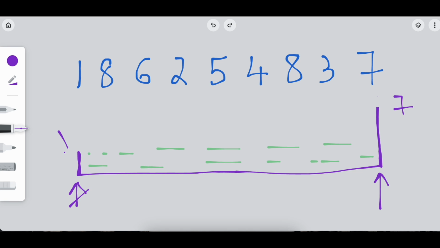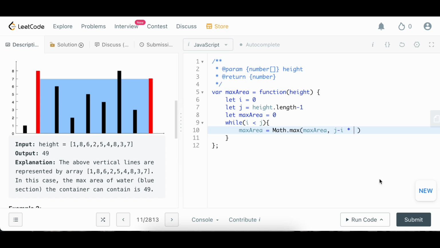We calculated it by taking the minimum of these, because even if we try to add more water, the water is overflowing, right? So we need to consider the area which is exactly equal to the amount of water that we can store. So the height would be the minimum of the height at the left vertical line and the height at the right vertical line. Whatever is the minimum of those, we'll take that.